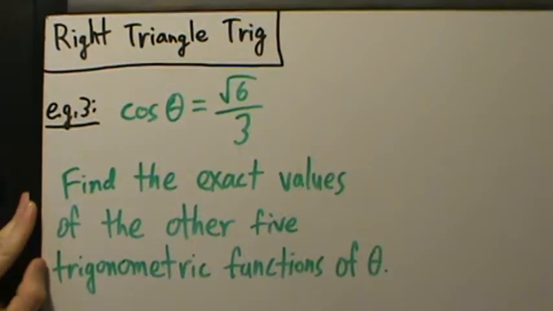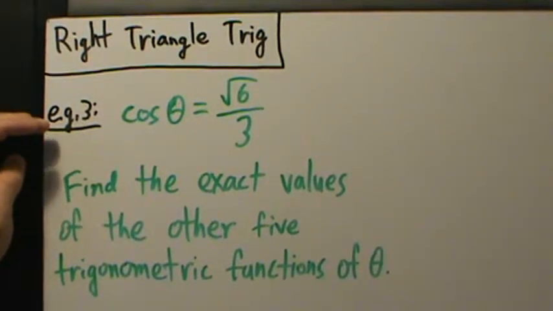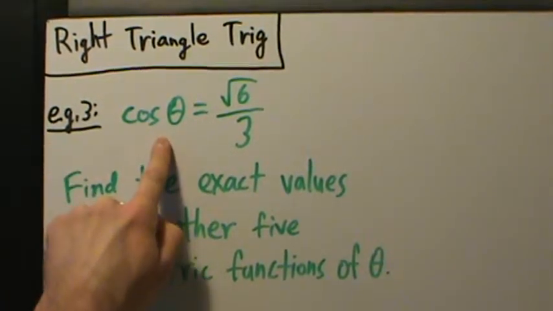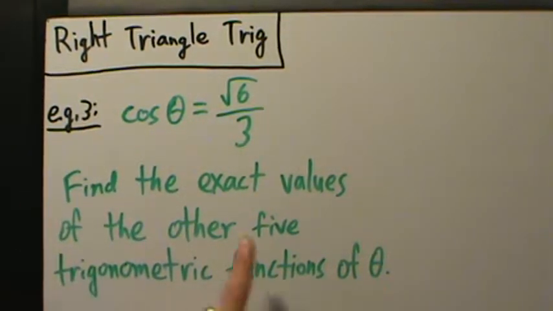Okay, here's example 3 with right triangle trig and evaluating trig functions, things like that. So we're given that the cosine of theta is the square root of 6 divided by 3. And we're told to find the exact values of the other 5 trigonometric functions of theta. Okay, so this is all we're given here.